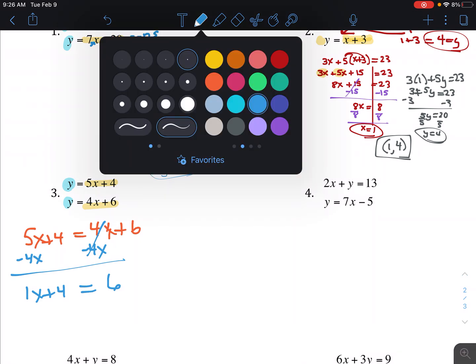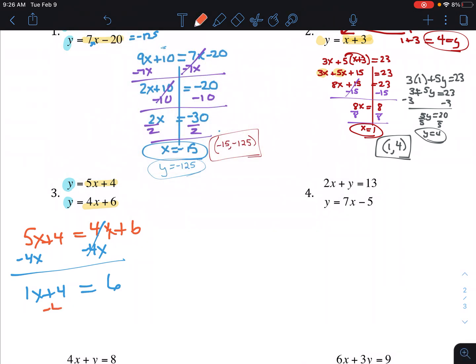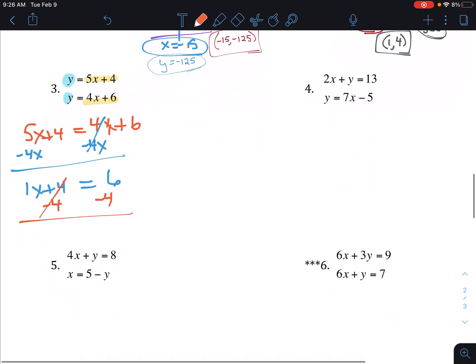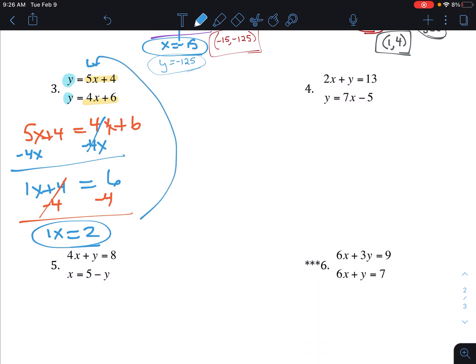Subtracting 6 from both sides. My color coding just got messed up, but that's okay. So subtracting 6 from both sides leaves me with 1x equals 2. I don't need to divide by 1 because it's still x. All right, so if I know x equals 2, I'm going to go back up here and I can plug a 2 in where there's an x. So 5 times 2 is 10. 10 plus 4 is 14.